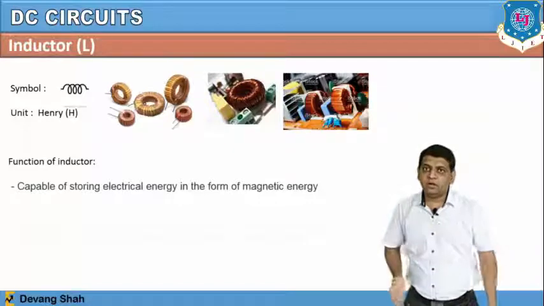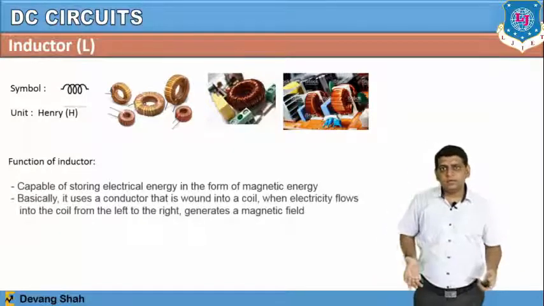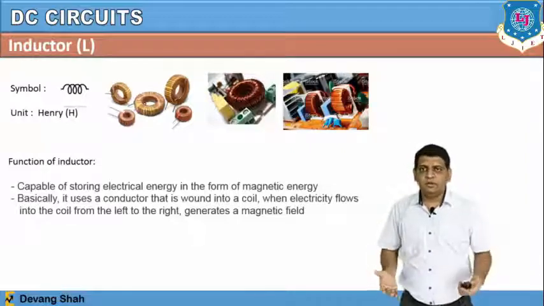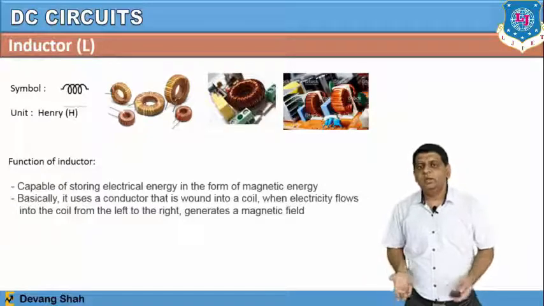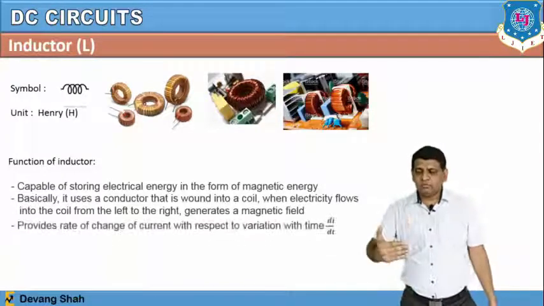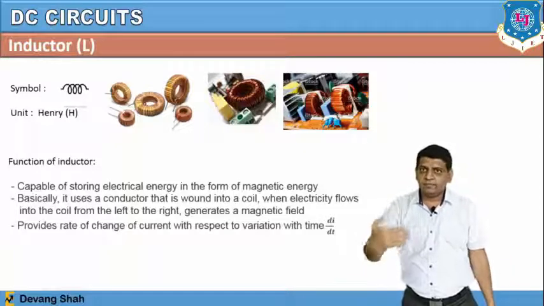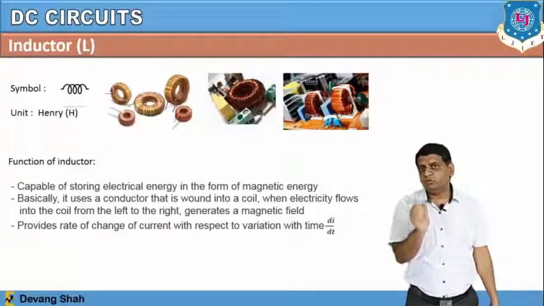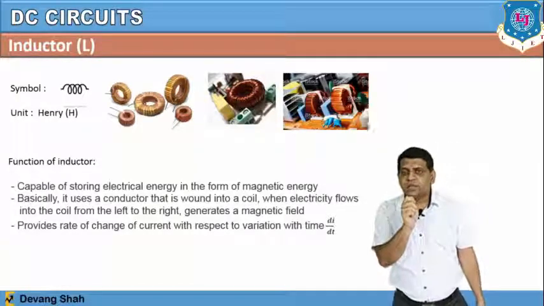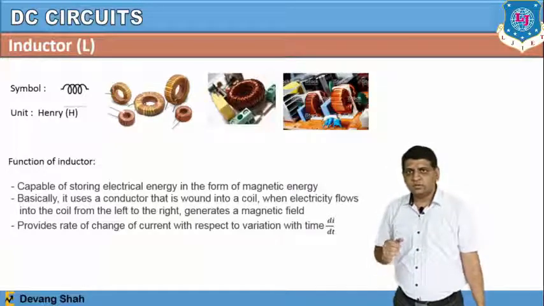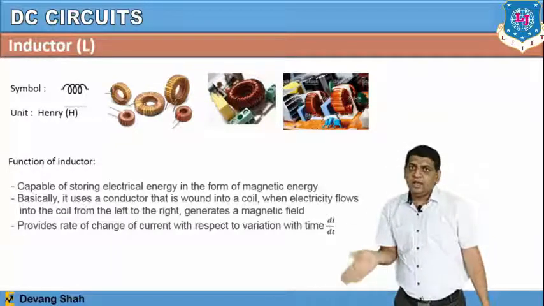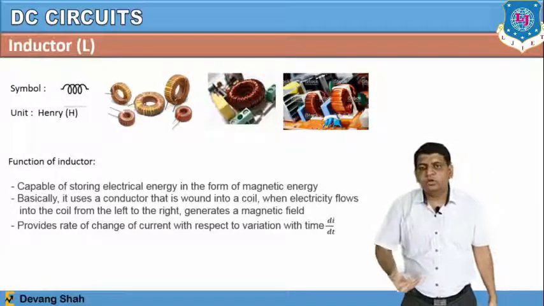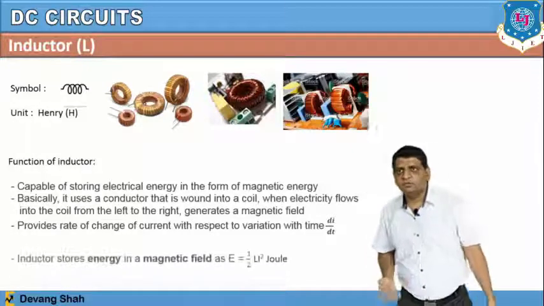Once we apply current to the inductor, it produces magnetic flux around it, and that flux is the magnetic field stored in the inductor. Whatever current you apply, you will find its variation with respect to time. So the inductor gives you a very effective factor called di by dt. The capacitor gives you dv by dt, and the inductor gives you di by dt. Those two terms we are going to use in our further circuitry, right?